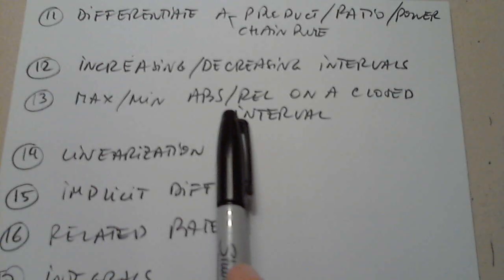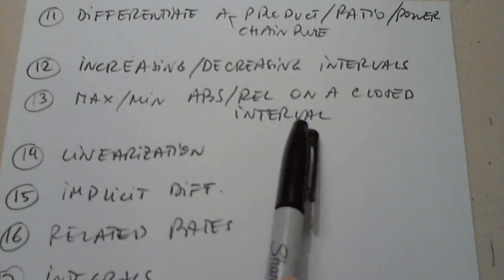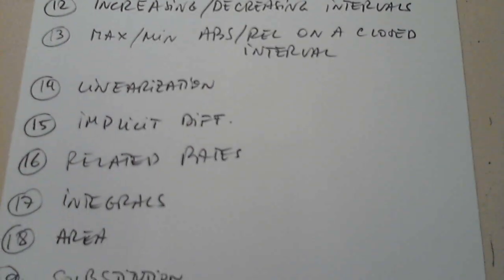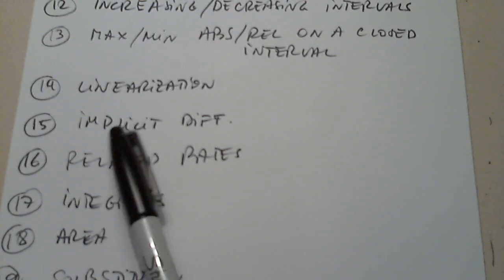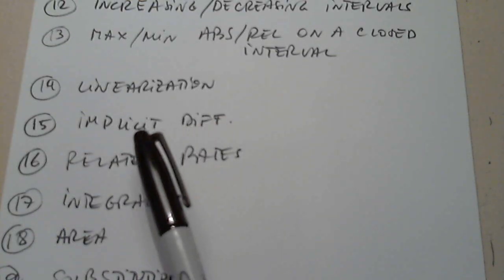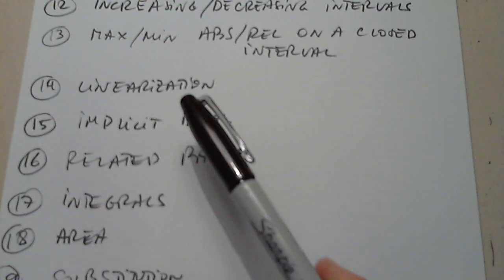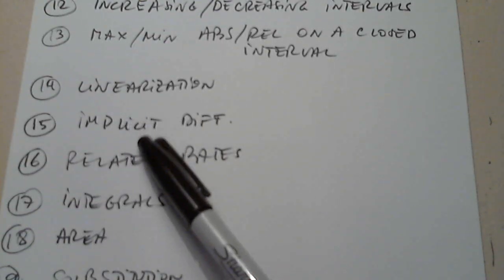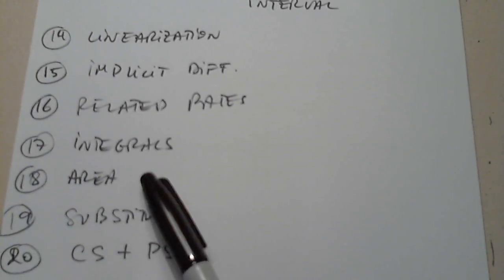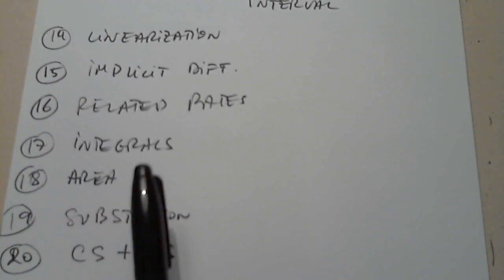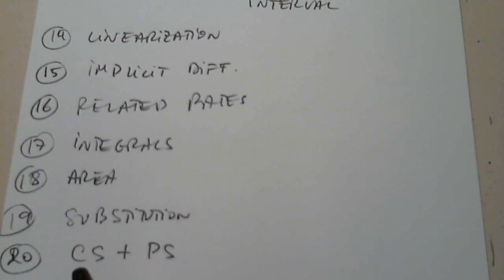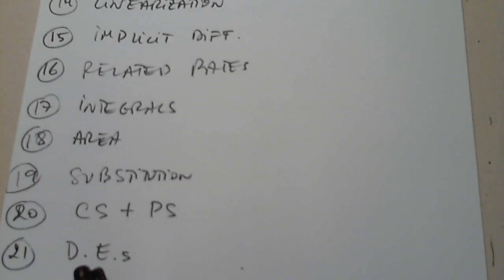Finding the min-max, absolute and relative on a closed interval. We reviewed that last time as well. Linearization of a function. We did that last time also. Implicit differentiation, related rates, they are very closely related. Of course, integrals, area, using substitution on integrals. Consumer surplus, producer surplus. Differential equation, domain of a function of 2 variables, and of course relative max min for functions of 2 variables.